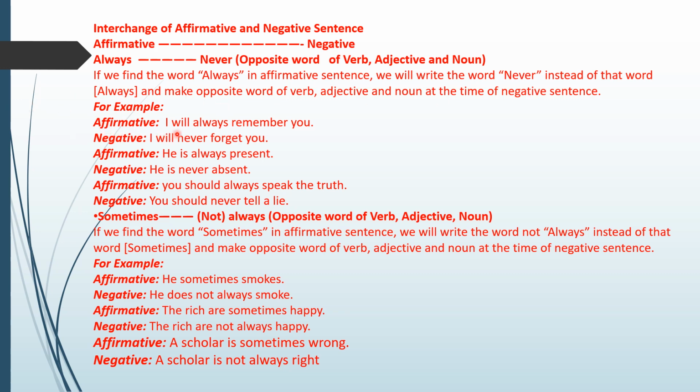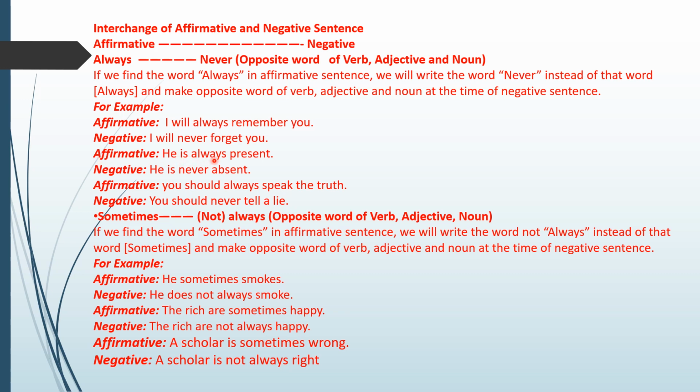In the affirmative, I will always remember you. So you see the word always is there in the affirmative. In the negative, you will write never instead of writing always. So you will write never and you will write the opposite of this word remember. To remember, it is a verb. So the opposite of remember is forget. So the answer in the negative is I will never forget you.